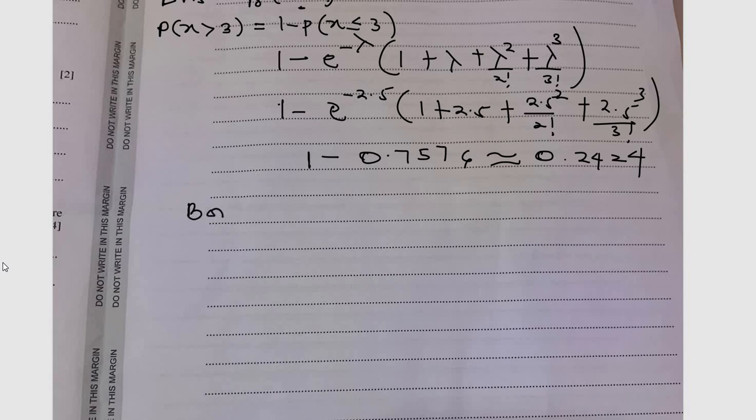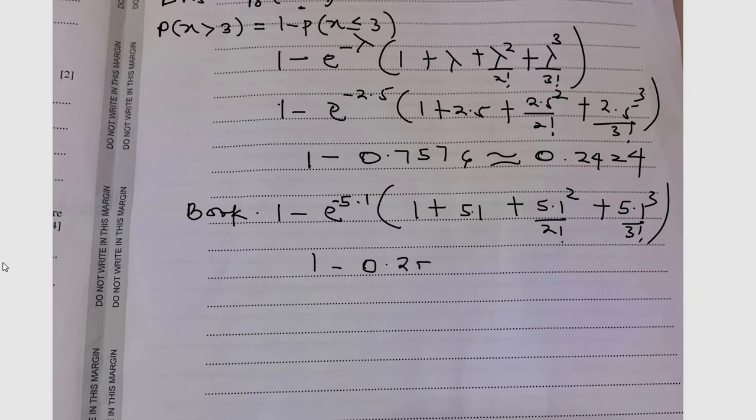For books, it's also modeled independently, the same thing. For books, the mean per day is 5.1 in the previous question. e raised to minus 5.1, times 1 plus 5.1 plus 5.1 squared over 2 factorial plus 5.1 cubed over 3 factorial. So we have 1 minus 0.2513 if evaluated, which gives us 0.7487.